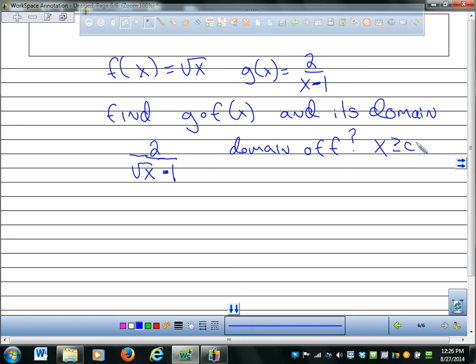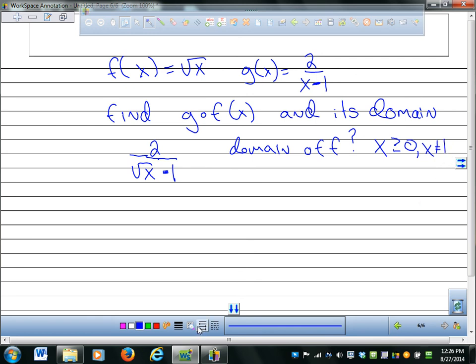So this is where it gets tricky. That's pretty easy. I'm plugging a number into here first, and this number has to be greater than or equal to 0. But also, what can this denominator over here not be? 0. What would make that thing equal to 0? 1. So what else can x not be? 1. So x has got to be greater than or equal to 0, and also, x cannot be equal to 1. Do you guys understand why that is?